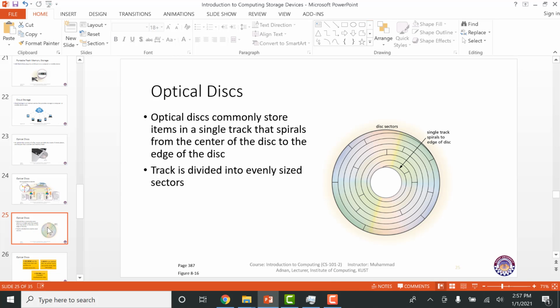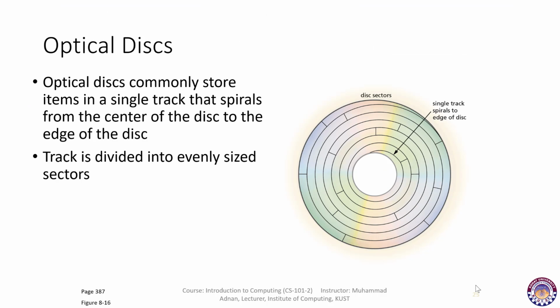Here you can see optical discs are a type of storage device. They store data permanently, but optical discs commonly store items in a single track that spirals from the center of the disk to the edge of the disk. Let me turn on the highlighter so you can see this is a single track. It starts from the center of the disk and then you move further from the center.